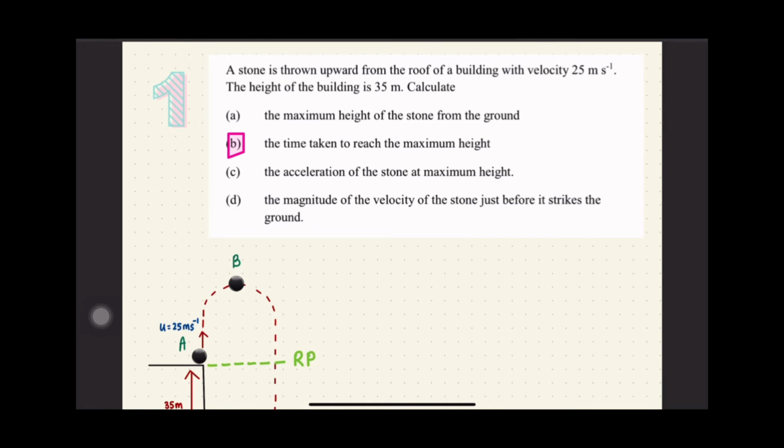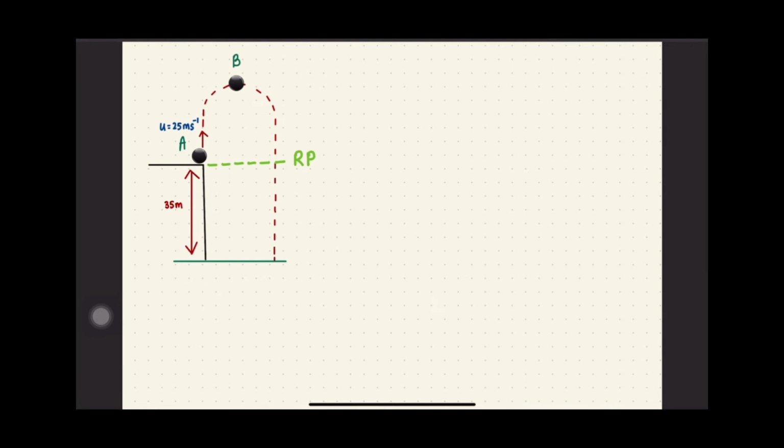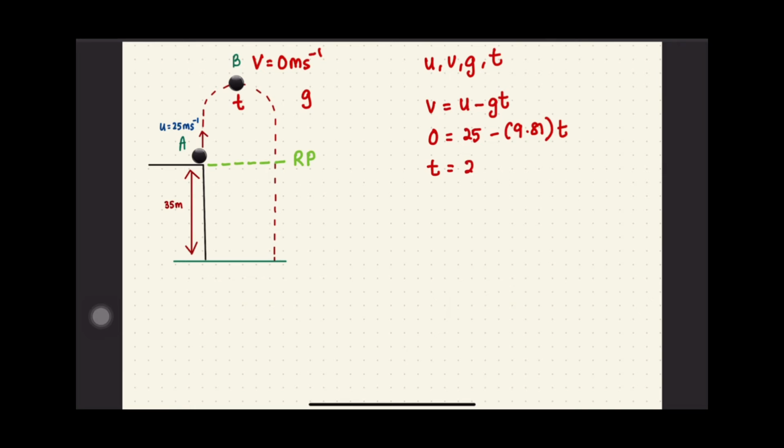Okay, so next, they ask us to determine the time taken to reach maximum height. What is the hint at maximum height? V is equal to 0. Meters per second. So don't forget about G, and then you have to determine the time taken. So we have U, V, G, and T. We can use the formula V is equal to U minus GT. V is equal to 0, U is 25 minus 9.81 T. So T is equal to 2.55 seconds.